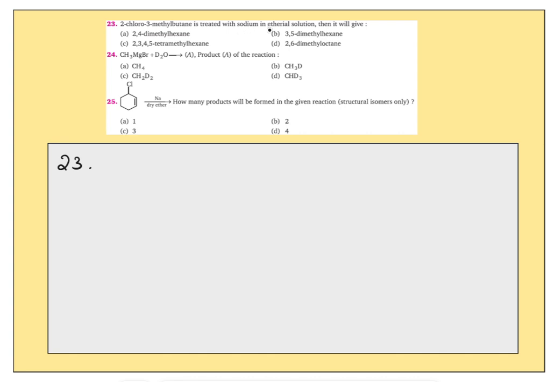2-chloro-3-methyl-butane is treated with sodium in ethereal solution, then what would be the product? Whenever you come across this reaction condition, a haloalkane reacting with sodium in ether, that means what? It is a Wurtz reaction. It's an example for a Wurtz reaction. What is Wurtz reaction? It's a named reaction, where a haloalkane reacts with sodium in ether to form an alkane with double the number of carbons that is there in the reactant.